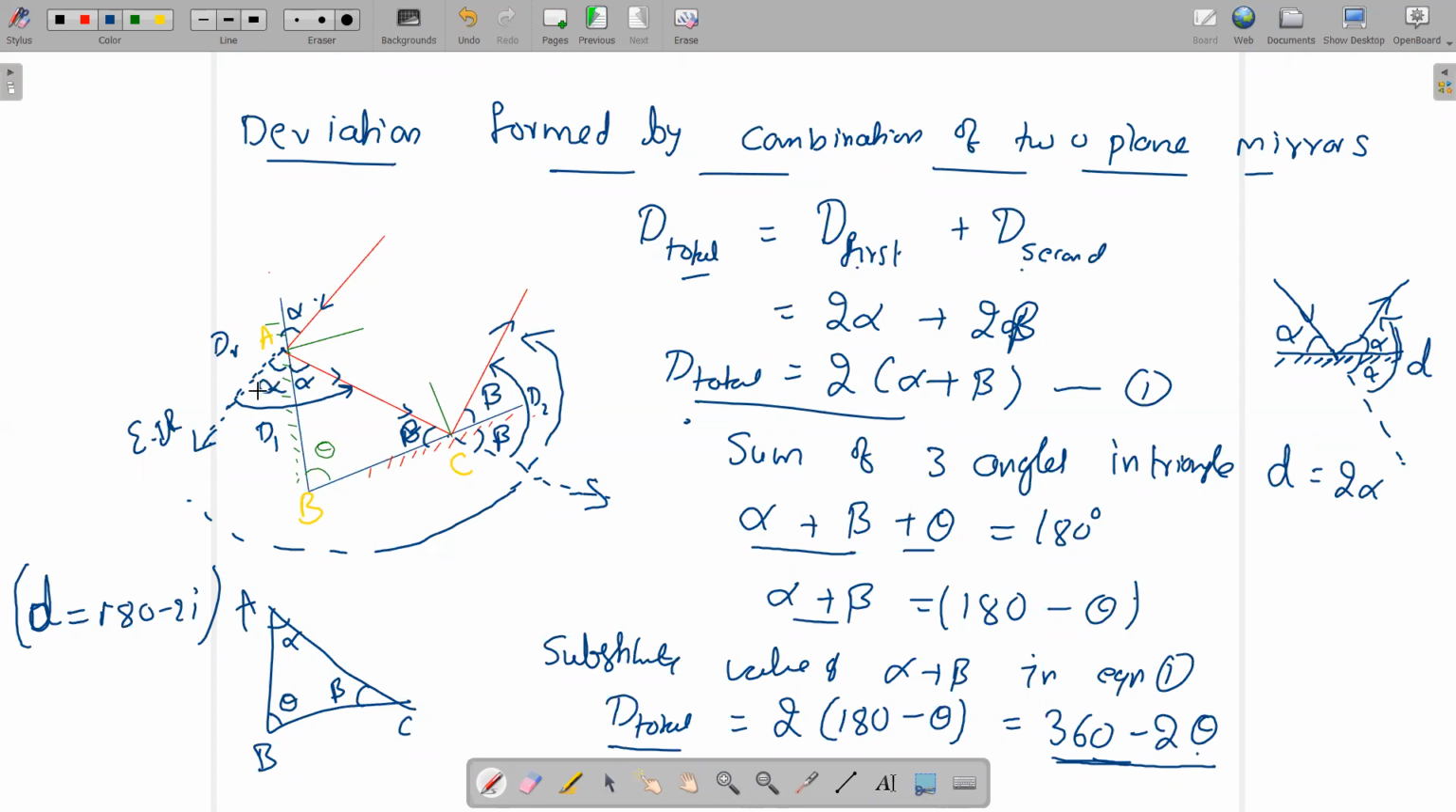The deviation suffered by the first one, you know the formula, is 2 alpha. Alpha plus alpha is the total angle. Here to here it is 2 alpha, and similarly here to here the angle is 2 beta. So 2 alpha plus 2 beta, taking 2 as common, 2 times alpha plus beta. Let us take this as equation 1.